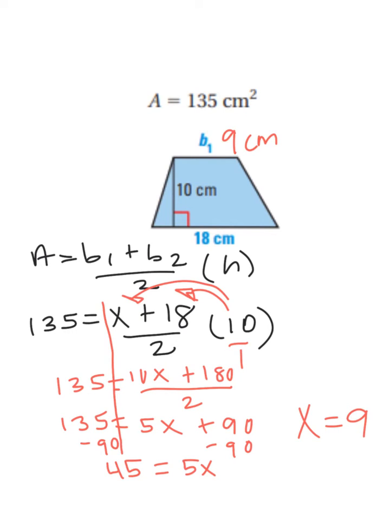Now if you wanted to check that, you could easily check that. So I could say 18 plus 9 is going to give me 27. 27 divided by 2 is going to give me 13.5. And 13.5 times 10 is going to give us 135. So again, add the two bases, divide it by 2, and then multiply it by the height.